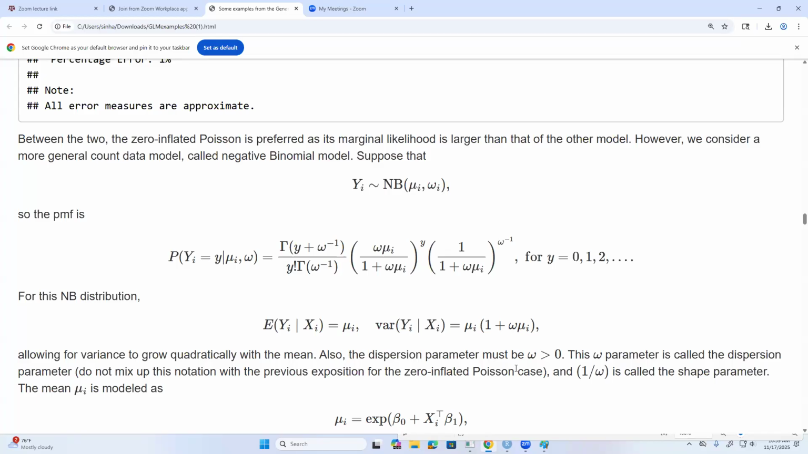So when omega is greater than 0, that means the variance of yi given xi is larger than the mean. Do not mix up this notation with the zero inflated models' omega notation. There I also used omega, but that had a different interpretation. It was the inflation parameter. Here it is the dispersion parameter. 1 over omega is called the shape parameter.